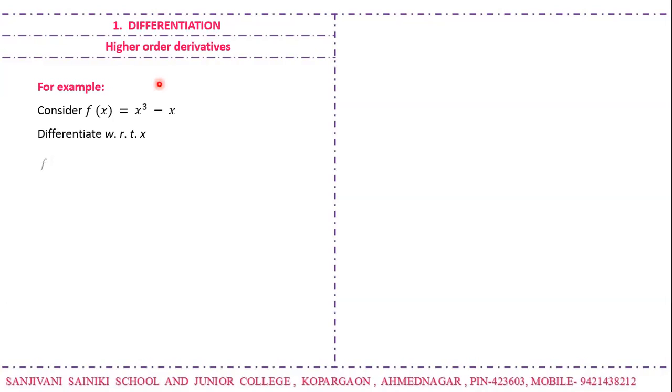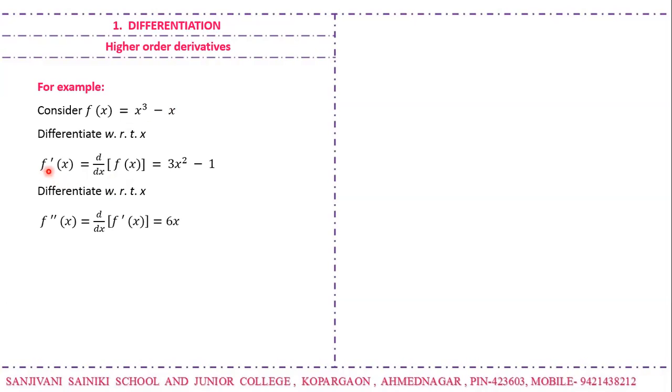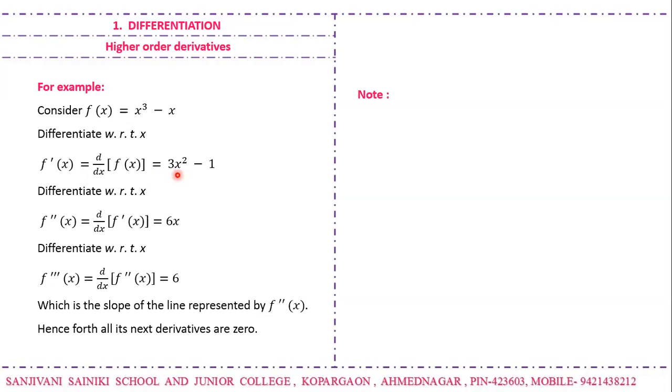Now, let us consider an example. X cube minus x is our given function. If we differentiate this function with respect to x, we get the first order derivative, f dash of x is 3x square minus 1. Now if we again differentiate this function, what will we get? The derivative of 3x square is 6x, the derivative of 1 is 0, so we get the second order derivative 6x.